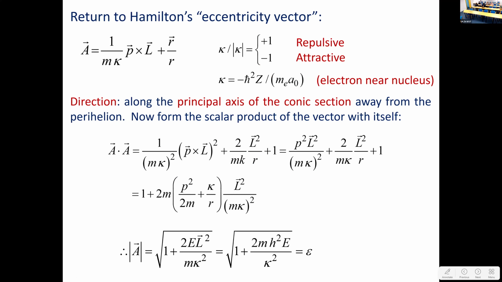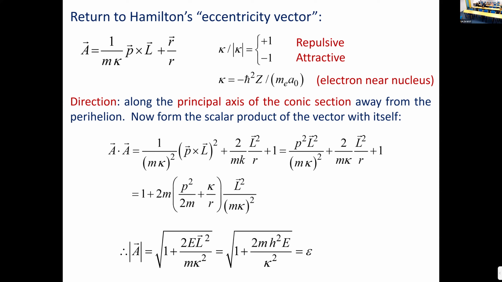First of all, we'll just note that kappa can be of either value. If we have an electron near a nucleus, it would be this expression in terms of atomic constants: h bar squared divided by the charge number of the nucleus times the electron mass, the scale length being the Bohr radius. But if you work it out, and you could do drawings, I will not show all the drawings, you'll find that the direction of A is along the principal axis of the conic section, the one joining the principal focus and the conjugate focus, and it points away from the perihelion, or I should say periapsis.